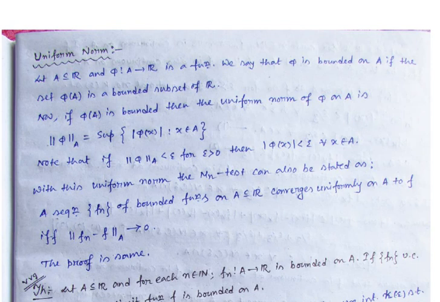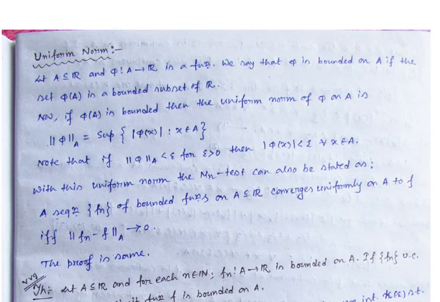You can observe from here that if I choose epsilon greater than 0 and say that the uniform norm of phi is less than epsilon, so the supremum is less than epsilon, then the modulus of the function at each point must be less than epsilon. Because the supremum is less than epsilon, it implies |phi(x)| is automatically less than epsilon for each and every x belongs to A.